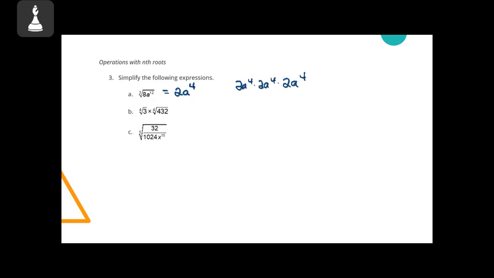Okay, next one, the 4th root of 3 times the 4th root of 432. So I can multiply those two numbers together. 3 times 432 is 1,296. Now, I had to grab a calculator for this. I do not know what the 4th root of 1,296 is, so I grabbed my calculator and I got an answer of 6.